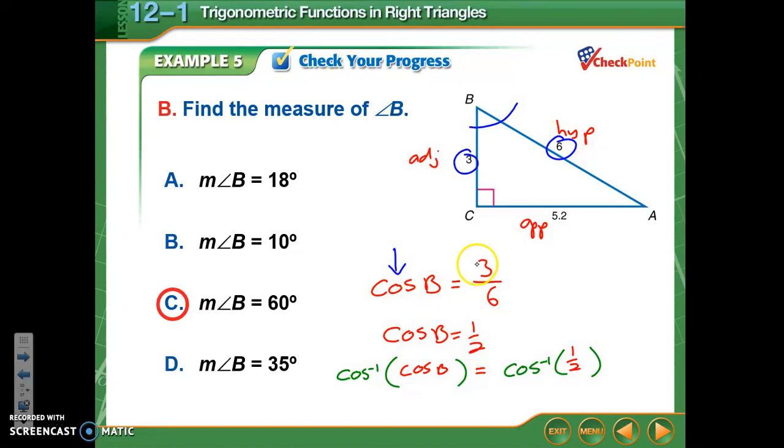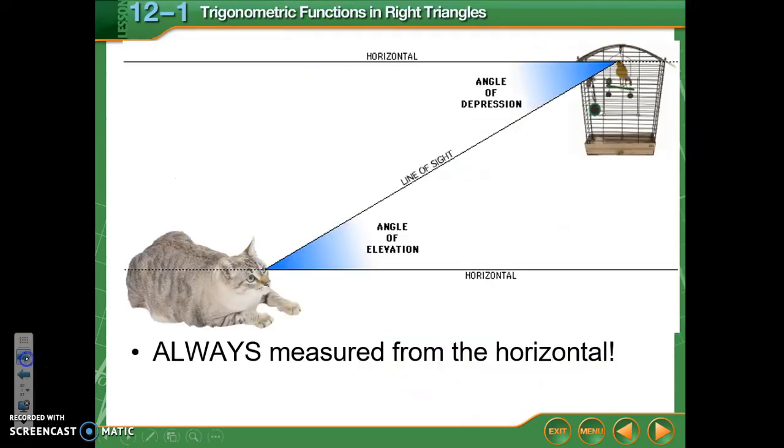So the cosine of angle B is 1/2. I take the inverse cosine of both sides. And that means I'm asking myself, what angle gives a cosine of 1/2? And we should know from our 30, 60, 90 triangles that that is a 60-degree angle.